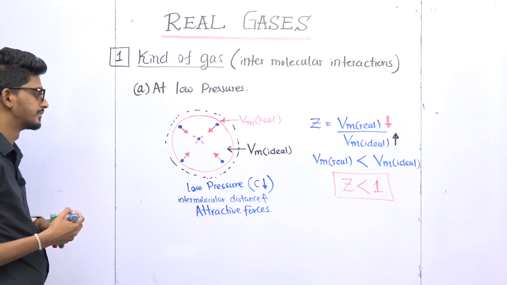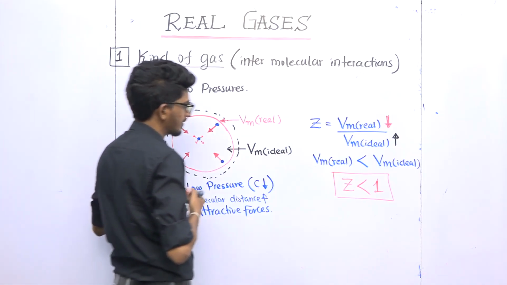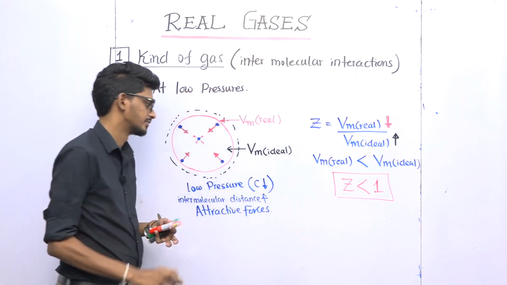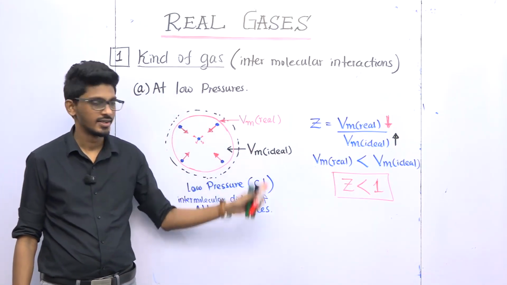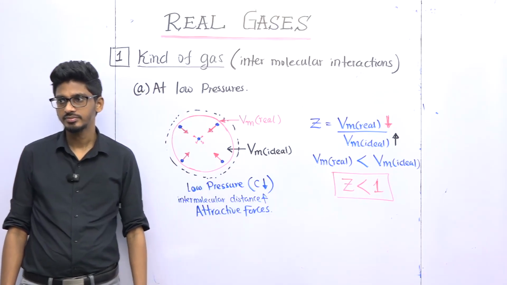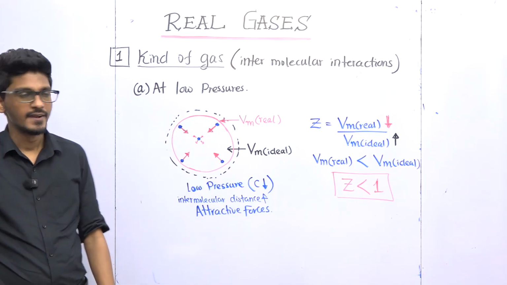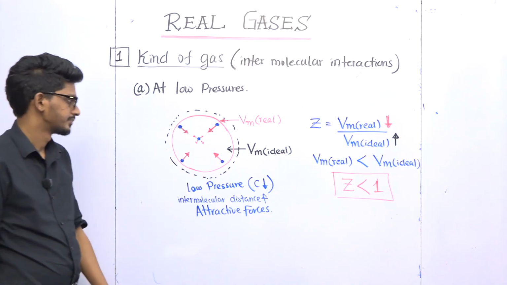Attractive forces predominate, right? So when that happens, Z is less than 1. Is the idea clear? That is what happens at low pressures.